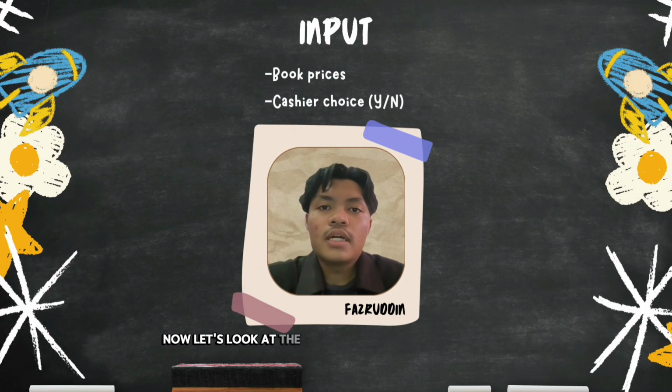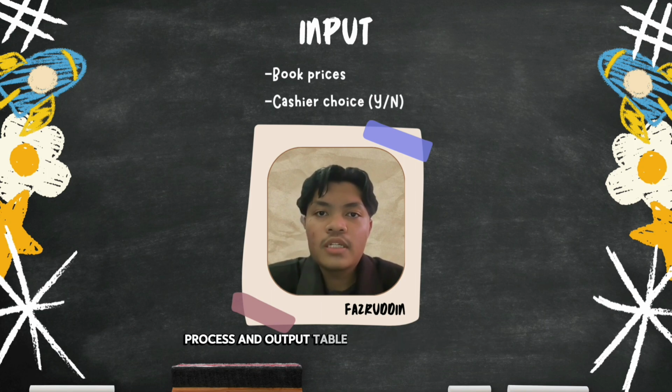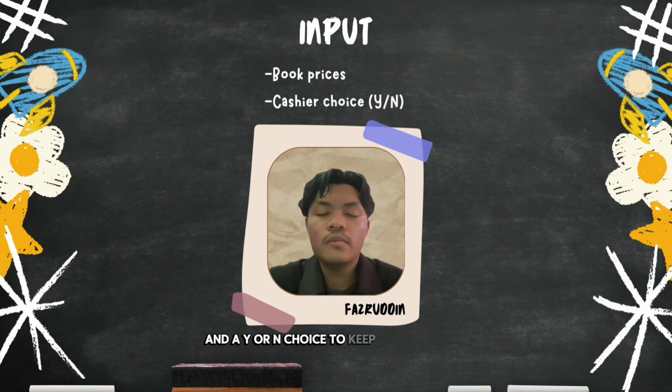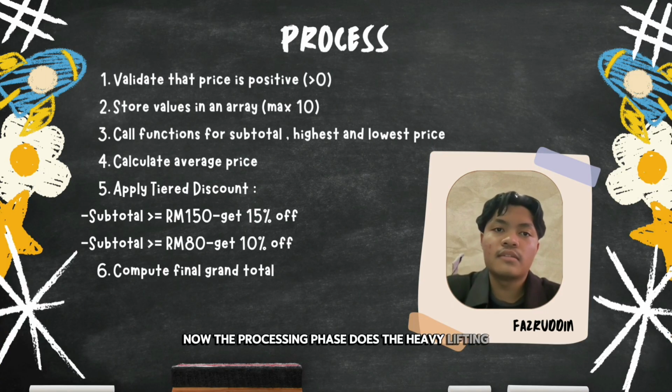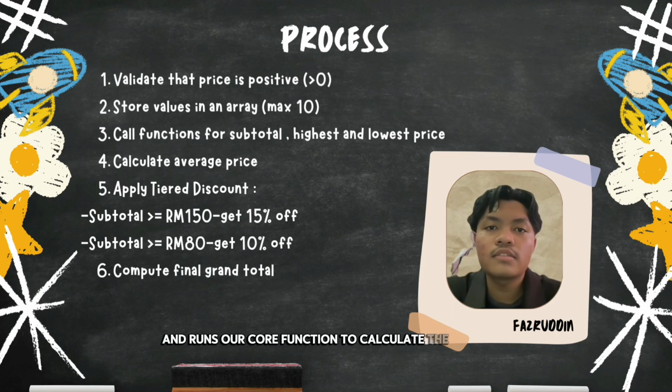Now, let's look at the underlying logic using our input, process and output table. Inputs are very simple. The cashier only needs to type in the book price and a Y or N choice to keep going or stop. Now, the processing phase does the heavy lifting. It checks if the price is valid, stores it in our array, and runs our core function to calculate the subtotal, average price, and extreme values.